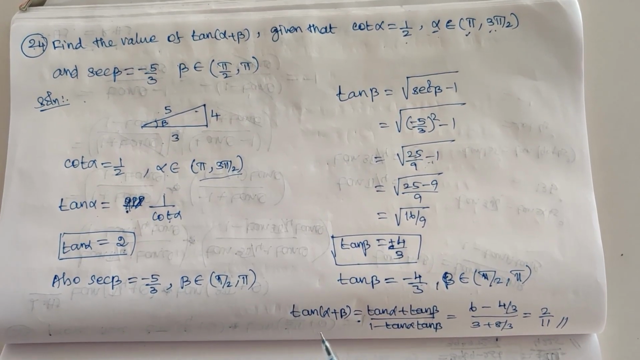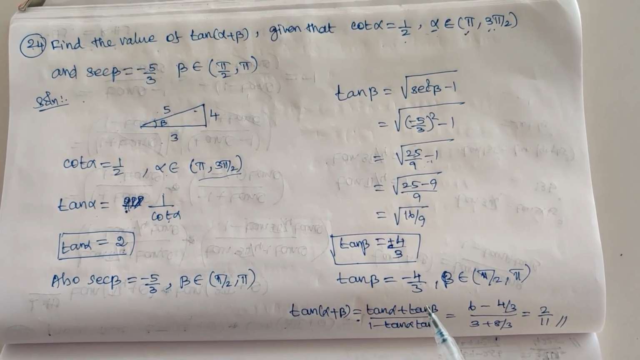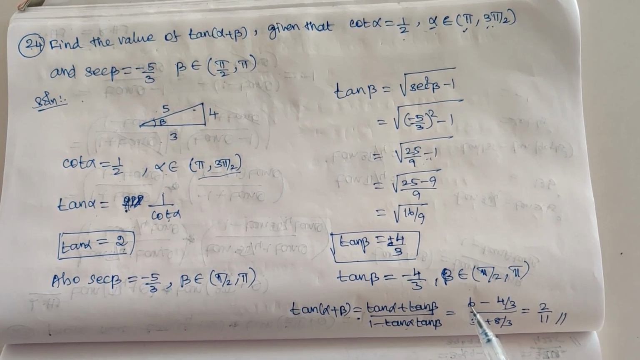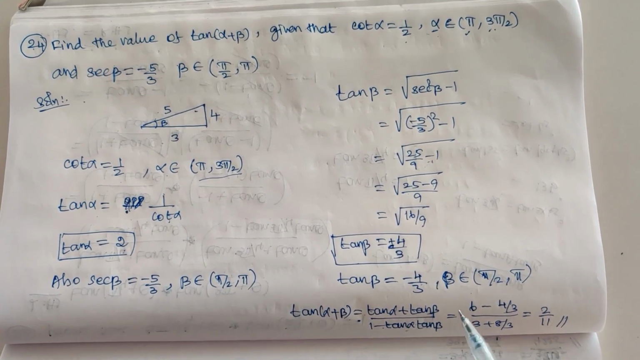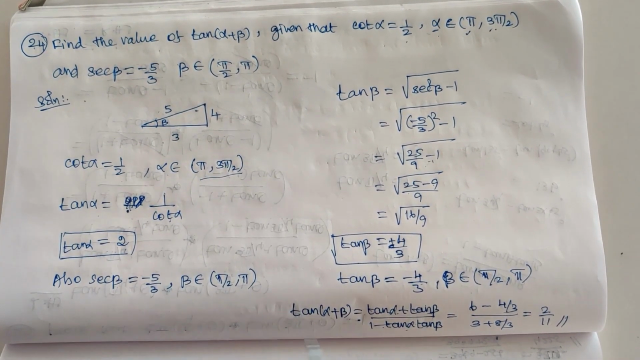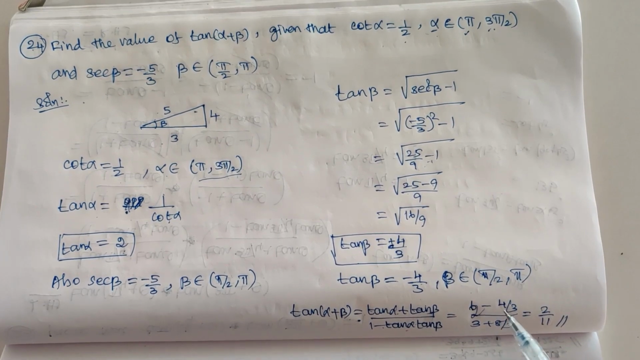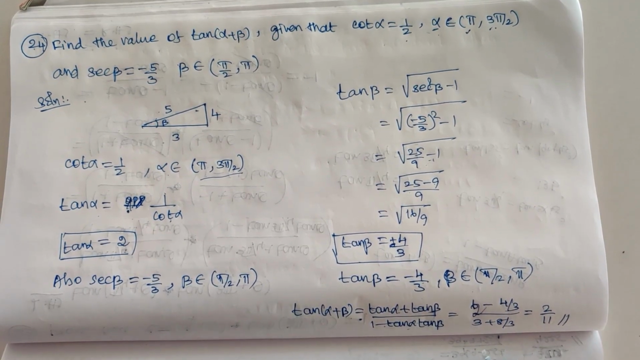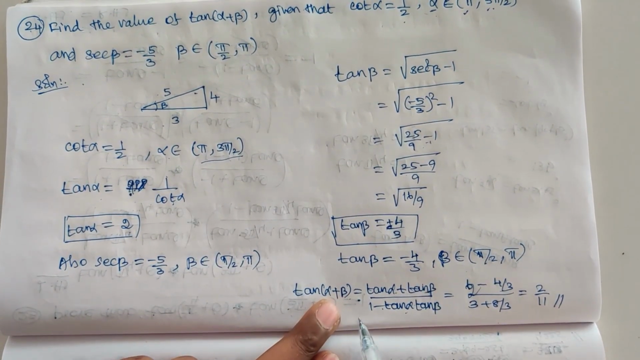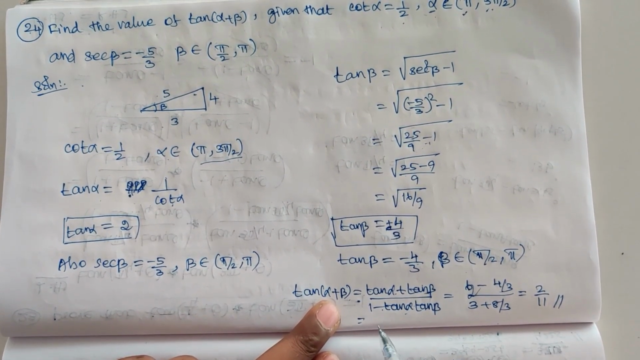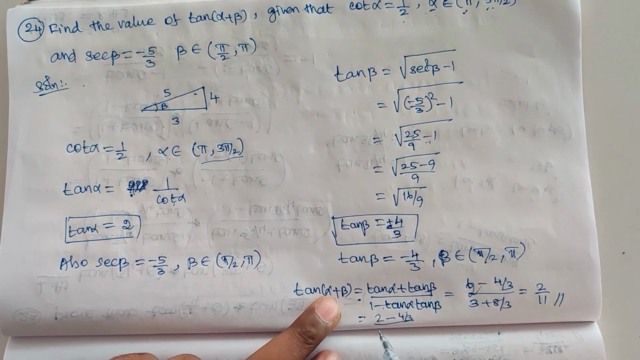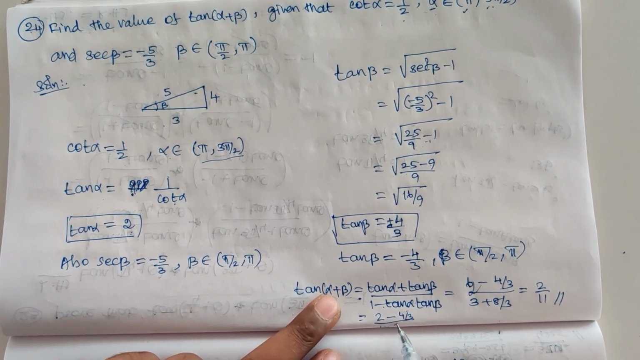So now tan of alpha plus beta is equal to what? Tan alpha plus tan beta by 1 minus tan alpha tan beta. Tan alpha, we already know, is equal to 2. So 2 minus 4 by 3, the whole divided by 1 minus, we need to apply here, we know. So that is equal to 2 minus 4 by 3, the whole divided by 1 minus 2 into 4 by 3.